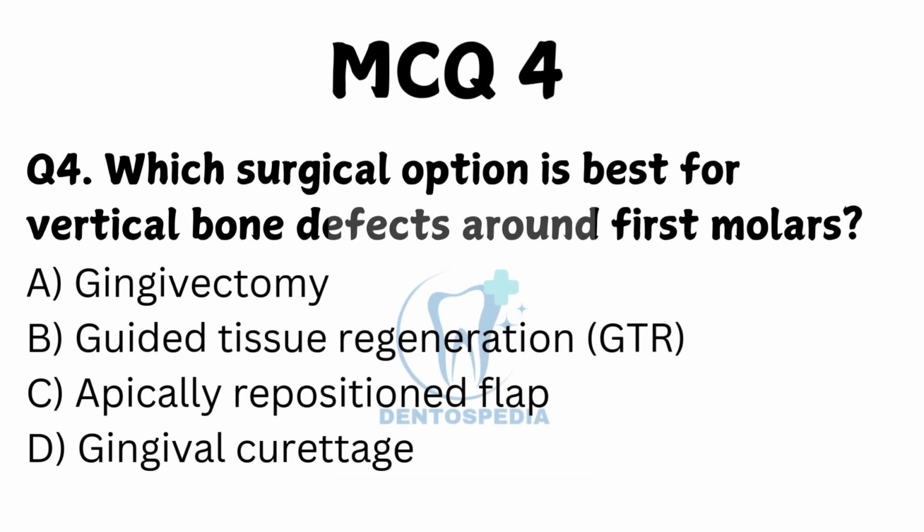Question 4. Which surgical option is best for vertical bone defects around first molars? Options A. Gingivectomy. Options B. Guided tissue regeneration. Option C. Apically repositioned flap. Options D. Gingival curettage. Think for a moment.